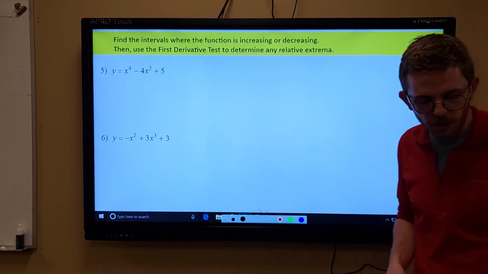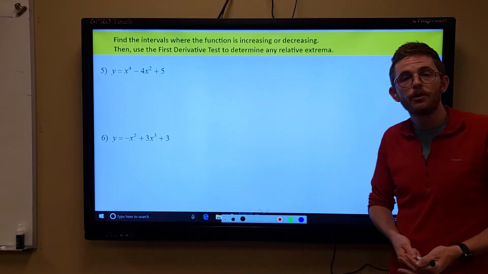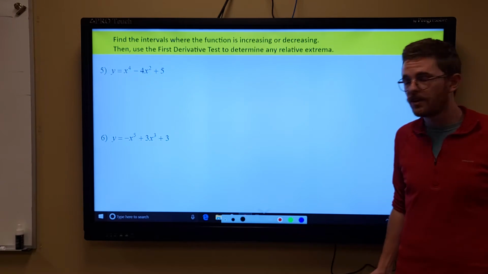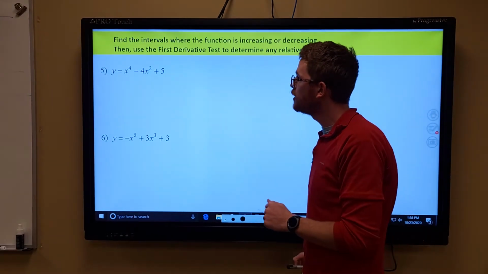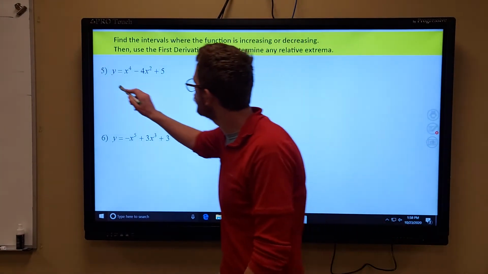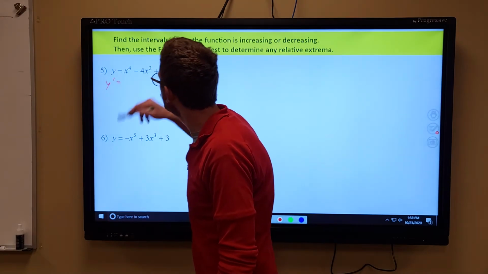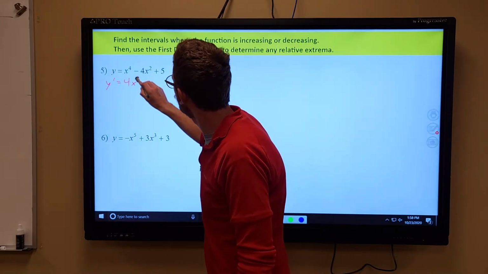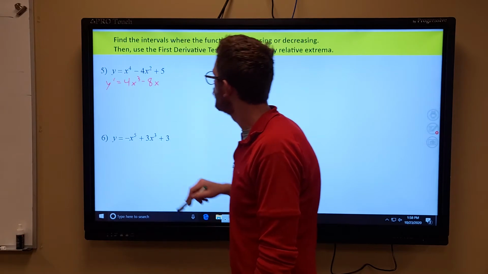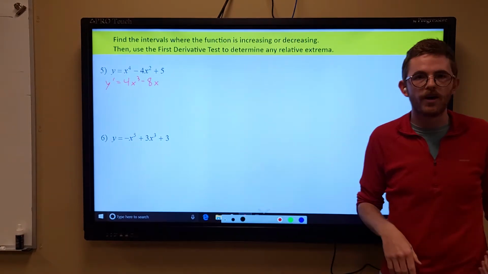Okay, I'm continuing to look through intervals of increasing and decreasing and using the first derivative test. We're just jumping into it here. We know if we're looking for intervals of increasing and decreasing, we're going to need to take our first derivative. And then we look for critical values.